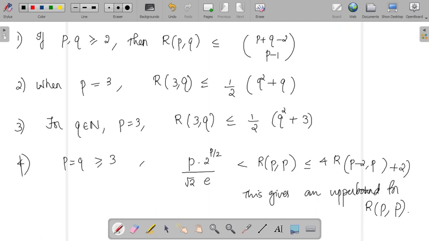In the theorem we saw bounds. So for any P and Q, R of P, Q is less than or equal to R of P minus 1, Q plus R of P, Q minus 1. Similarly, if R of P minus 1, Q and R of P, Q minus 1 are even, then R of P, Q will be less than or equal to R of P minus 1, Q plus R of P, Q minus 1 (minus 1). And these are a few other inequalities. So let us see an example using these inequalities.